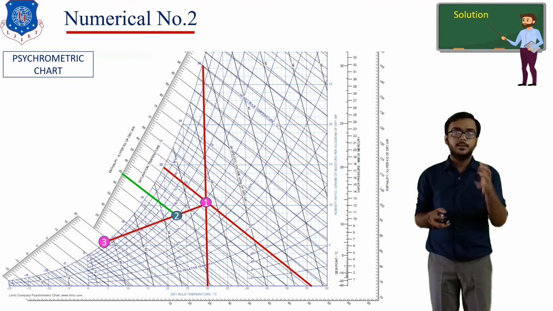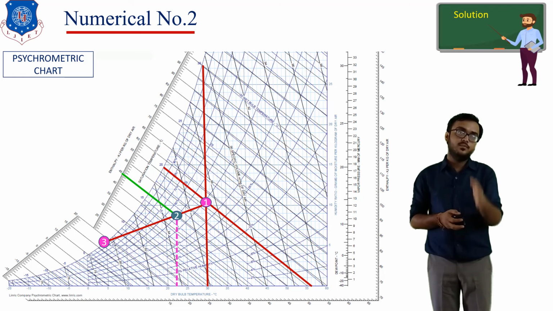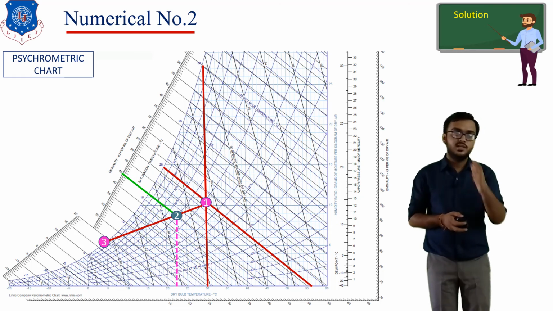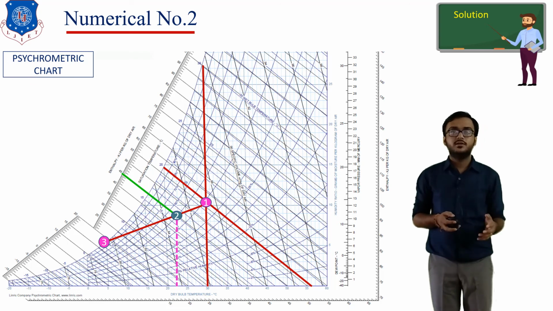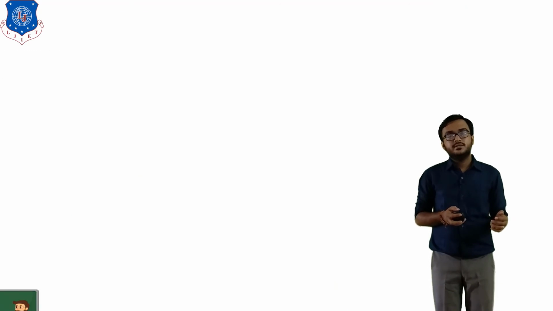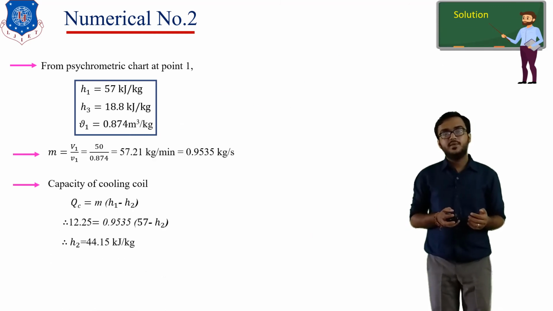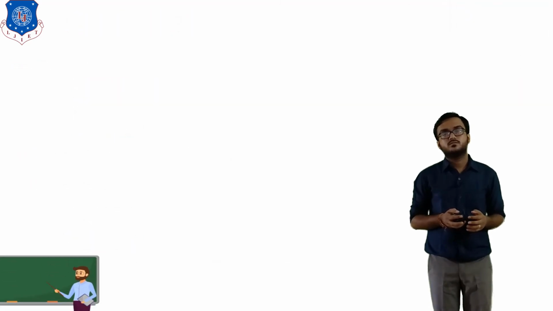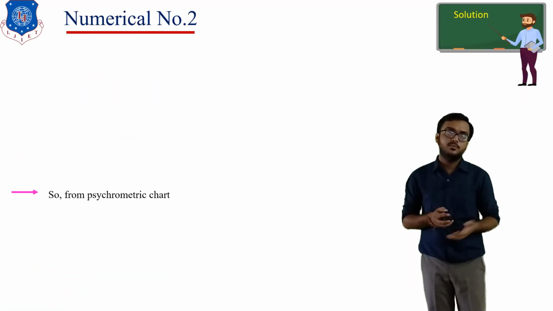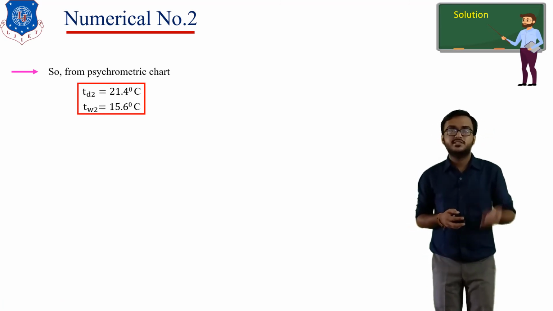Based on the measurement here, you can see I have plotted one dotted line which indicates the dry bulb value at point number 2. Similarly, identify the wet bulb and all the asked parameters. Based on the value of enthalpy, the dry bulb is equal to 21.4 degree, and the wet bulb is equal to 15.6 degree.